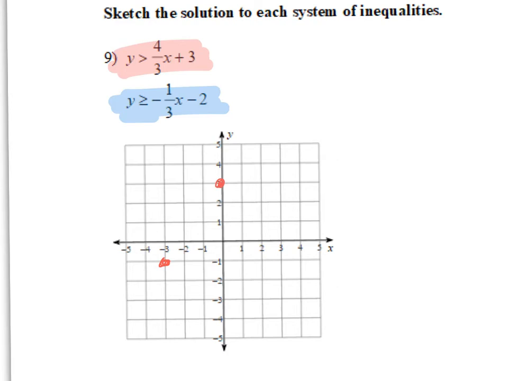Now it should be a dotted line because there's no equal sign on it. So dotted line, and then pay attention to this sign right here. That says greater. So greater means I'm going to shade on the upside. So everything up here.